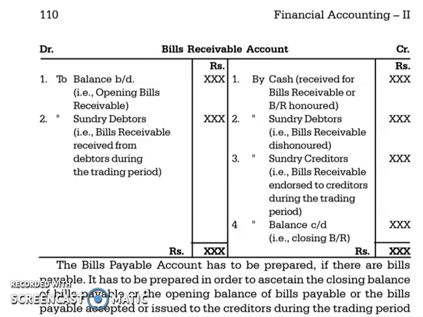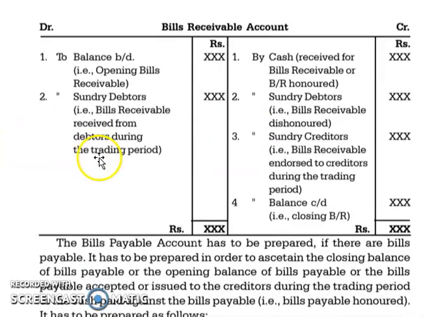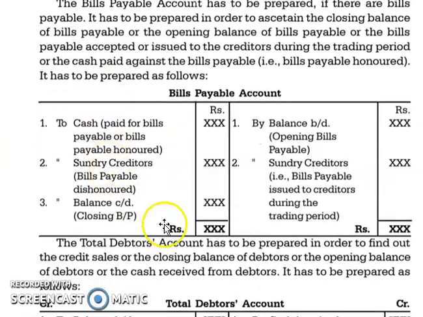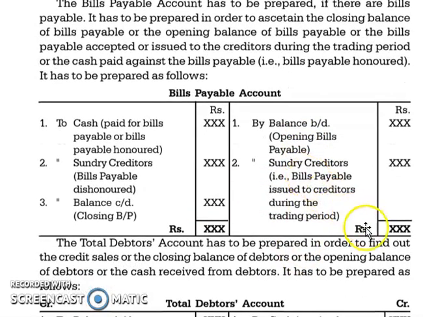The next one, we are going to prepare, second one, bills payable account. If there are bills payable, it has to be prepared in order to ascertain the closing balance of the bills payable or the opening balance of bills payable or bills payable accepted or issued to the creditors.